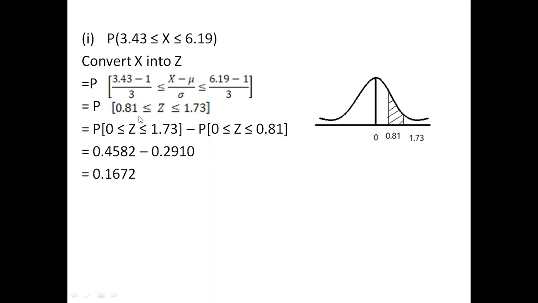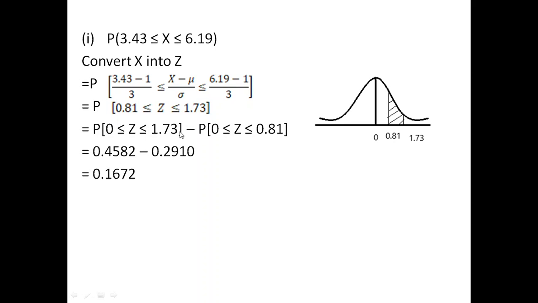We have decomposed this statement into two parts. One is the probability of 0 ≤ z ≤ 1.73, which is equal to this area up till here, and then we subtract this area from this, then we automatically get the required area. So now how to see the table or how to find the value from the table?